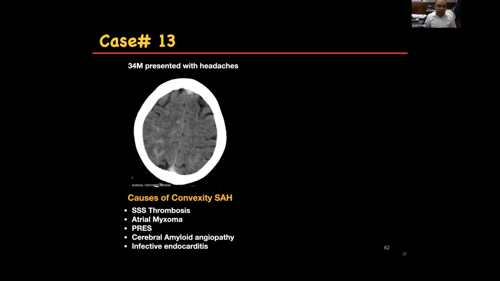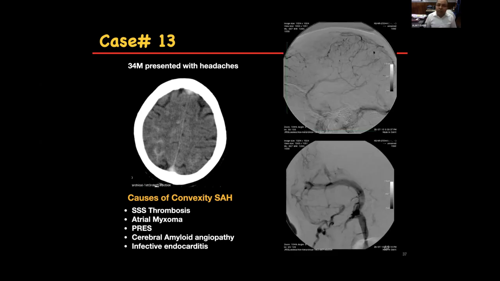So for thrombosis, always look at your sinuses. In this patient, the sinuses are hyperdense. That suggests this is a case of superior sagittal sinus thrombosis presenting as sulcal SAH. This was also confirmed on DSA, where the superior sagittal sinus is not opacified.